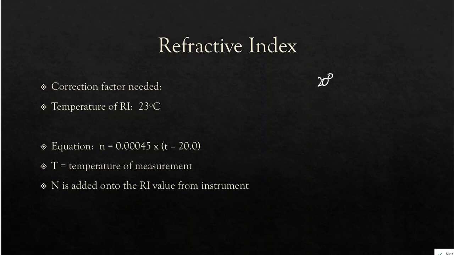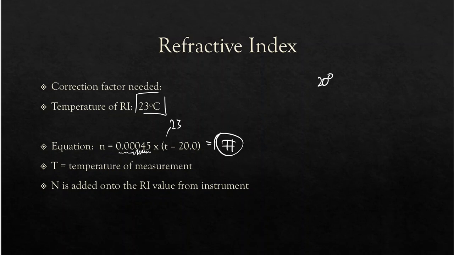So this is a very simple process to do. I'll take the T, which is my temperature, and I'll plug in the room temperature at which I made my measurement. And that's going to be 23. 23 degrees was the temperature when I did my refractive index measurement. So I'm going to take 23 minus 20, and I'll get a number. Then I'll multiply that by 0.00045, and I'll get a number.